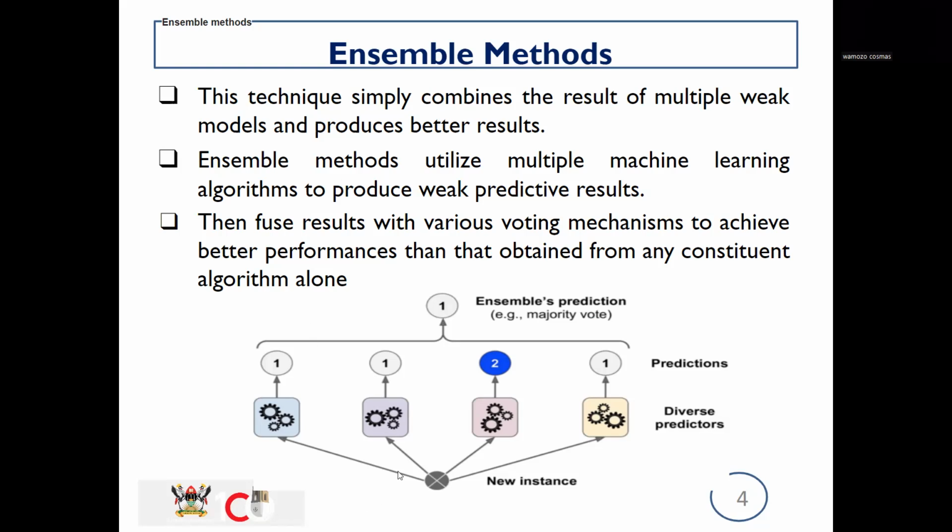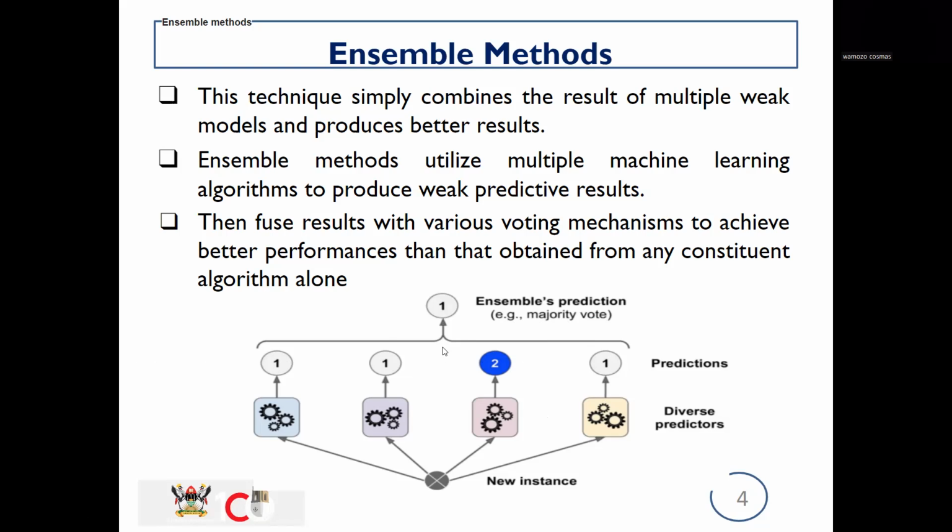One of them, as we've demonstrated here, is a method called voting. There is averaging. There are various methods, but as we see in this figure, all these models came up with their predictions, and then the final result is based on a majority vote. And there's a method called averaging, whereby we take the average of all these, which would be 1 plus 1 plus 2 plus 1 over 4.